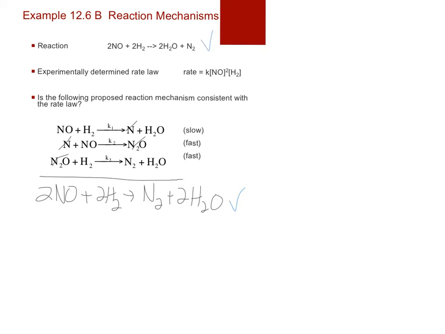That is the balanced equation that we were given. My second criteria is my slow step rate law needs to match the experiment. Rate equals k. This one is NO to the first power, H2 to the first power. That one does not match my experimental, so this mechanism is probably not correct. So let's look at another variation of this. Maybe this first step is not the slow one. Maybe one of these other steps is the slow step.